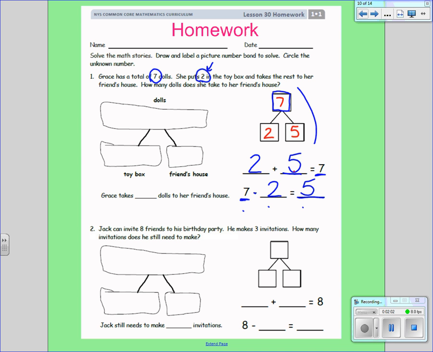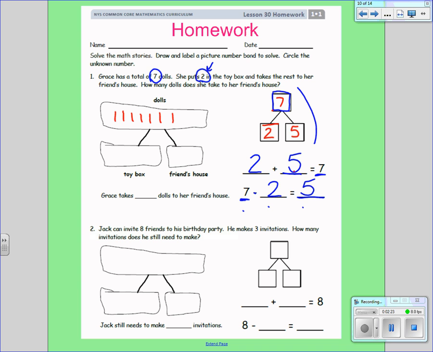Once they fill in a number bond, they can come over here and fill out a picture bond. The same thing, but instead of using numbers, they're going to use dots, lines, circles, any quick math drawings they could use. So up at the top, we have a 7. So how many dolls did she have? She had 7. 1, 2, 3, 4, 5, 6, 7.